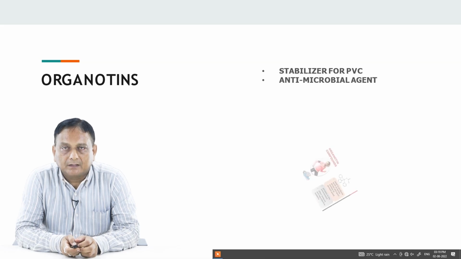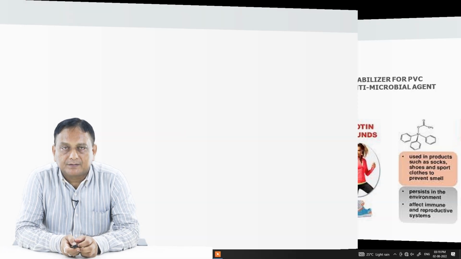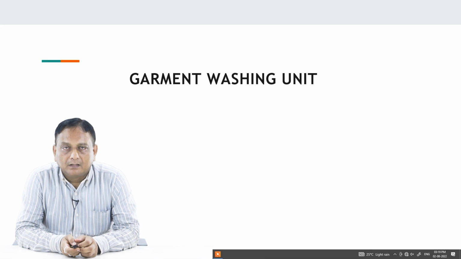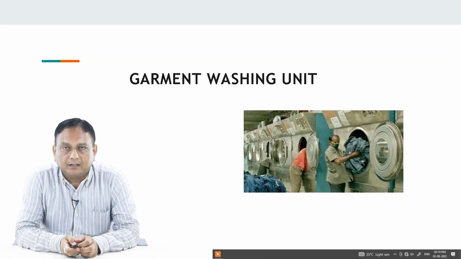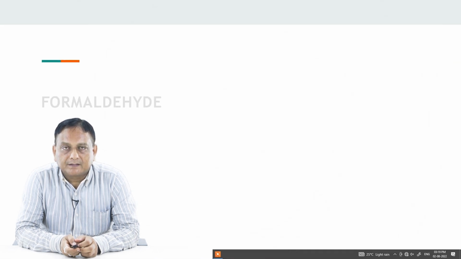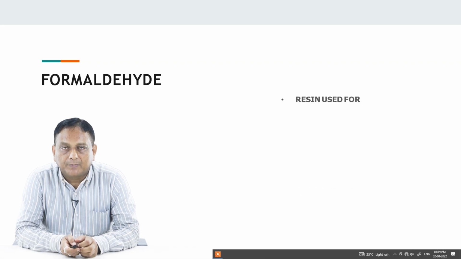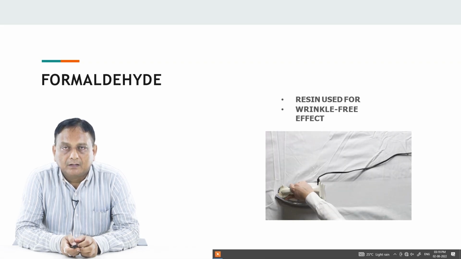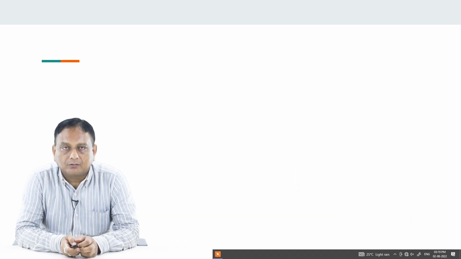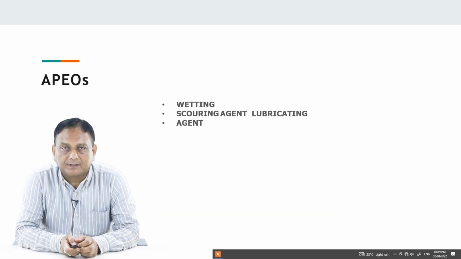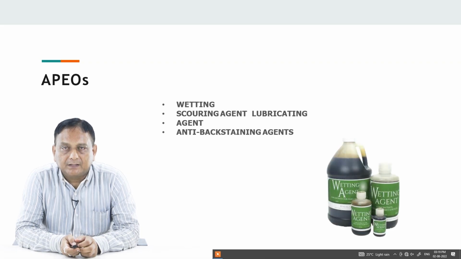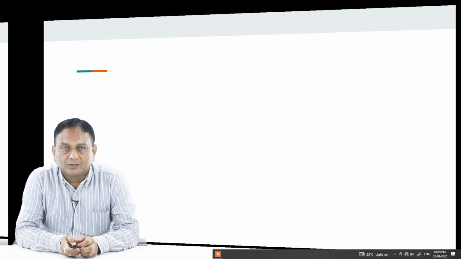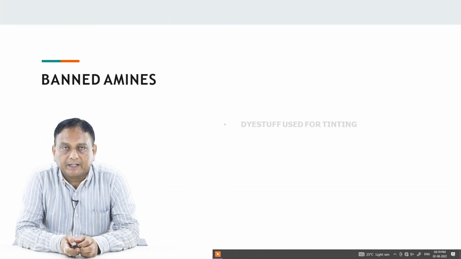Organotins also, that PVC, antimicrobial agents, as we have already seen. Now, garment washing unit, if you want to tackle, there are also different areas that need to be covered for MRSL. Formaldehyde is one of them, resin is used and the wrinkle-free garment can be produced out of it. So those are the areas of concern. APEOs also, as we have already discussed, are used as wetting or scouring agent. Backstaining agent is very important for the garment stage. So those can be carefully tackled.